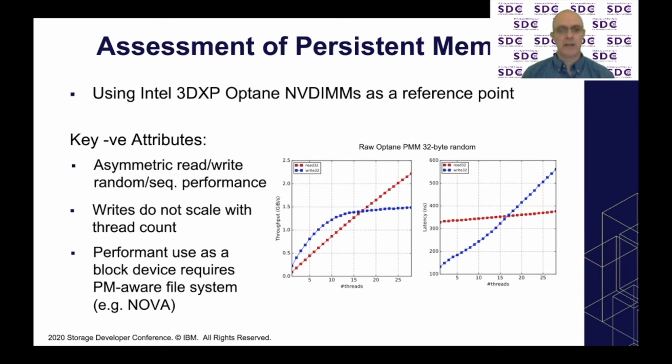Also, this technology can be consumed as a block device. However, the research that we've seen indicates that in order to do so, you really need to use a persistent memory-aware file system, such as NOVA from UCSD. Putting an existing file system like XFS or ext4 on it will not result in good performance.